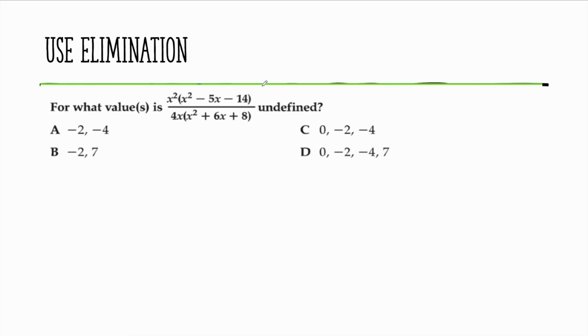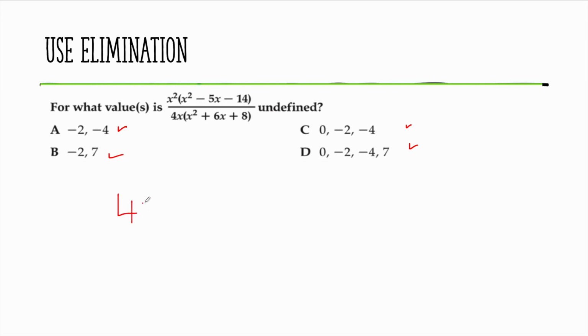Now, we have a multiple choice question here. It says use elimination. And it says for what values is this expression undefined? We know that when we have an expression divided by 0 it will be undefined. So we want to know if A or B or C or D will give us 0. So simply I will test by looking at the denominator, because the denominator is the one that's going to give me the answer. So I'll focus on the denominator only.